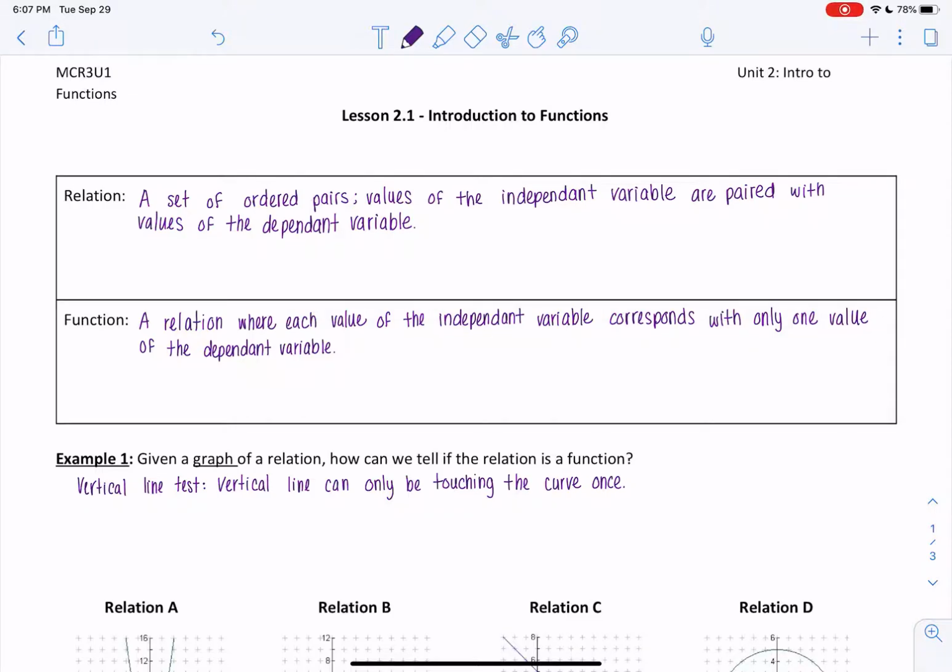For this lesson, we're going to be introducing our new unit. And to do that, we're going to start with an introduction to functions. To get started, we'll begin with a couple of definitions.